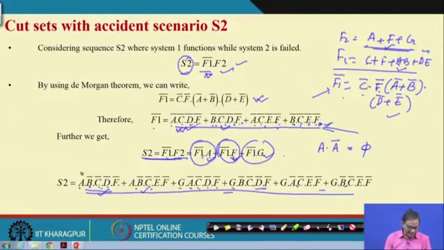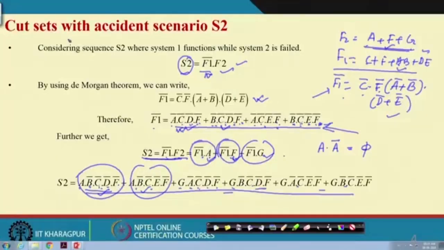That means if this situation occurs, S2 will occur, and if this situation occurs, S2 will occur, and so on, with reference to the basic events of the two system-level fault trees, system 1 and system 2. That is what is known as cut sets with accident scenario. This scenario is S2.